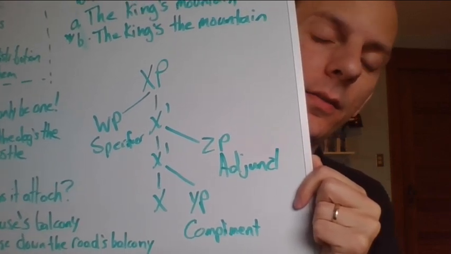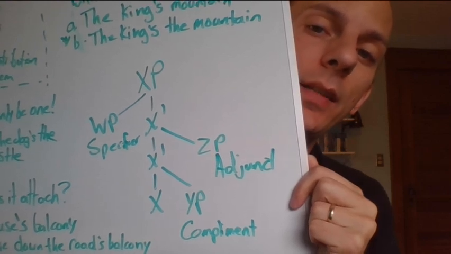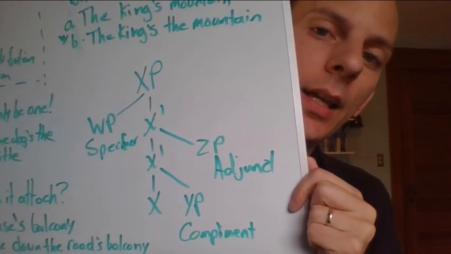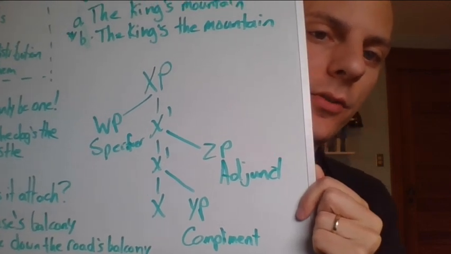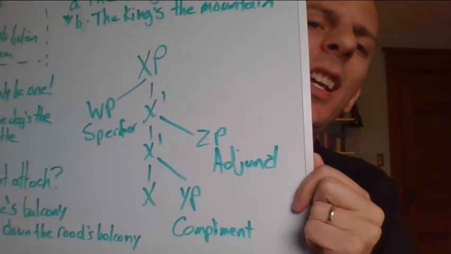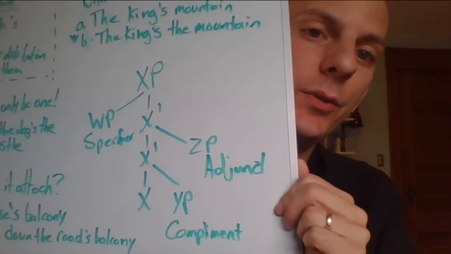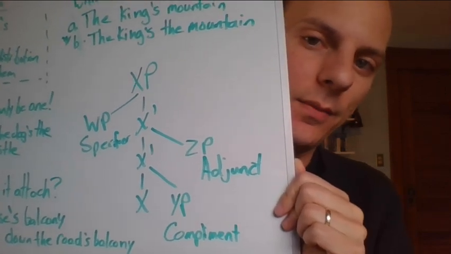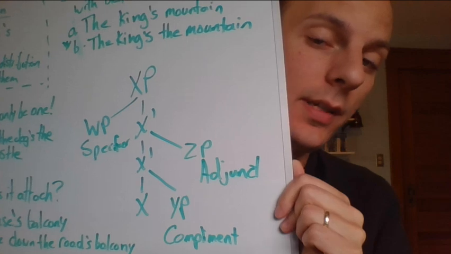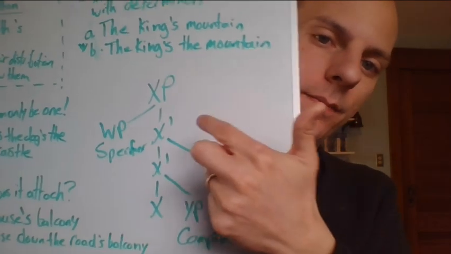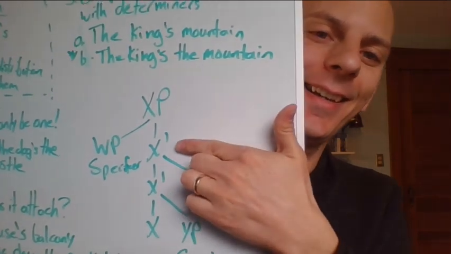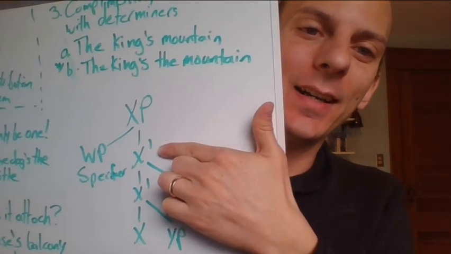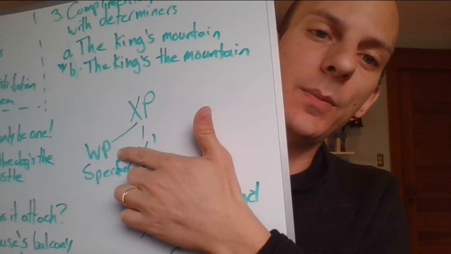They're not iterative. There can only be one specifier per phrase. Why is that the case? Well, if we're sticking to our binary branching trees, and we are, there can only be two daughters of the phrasal level node. One of those is guaranteed to be an X-bar, and the other one is going to be the specifier.